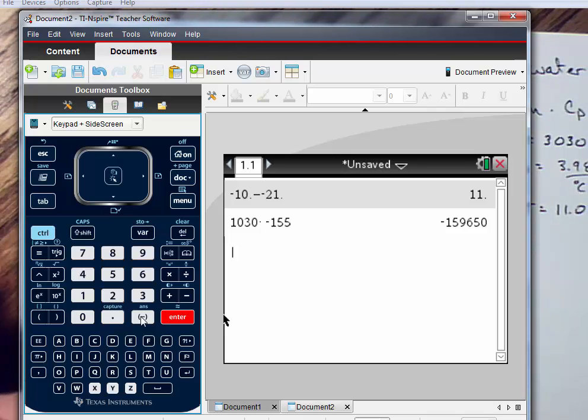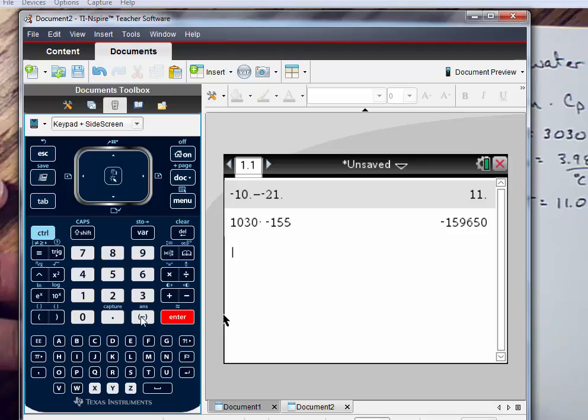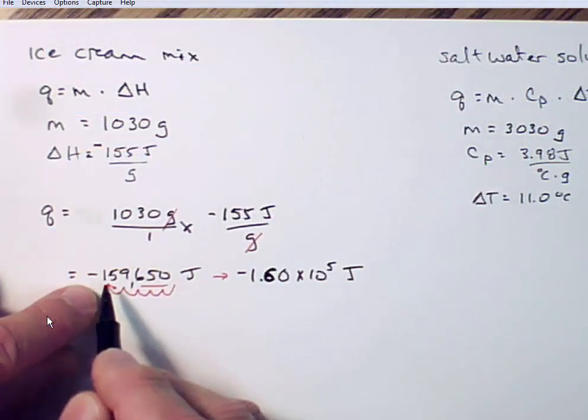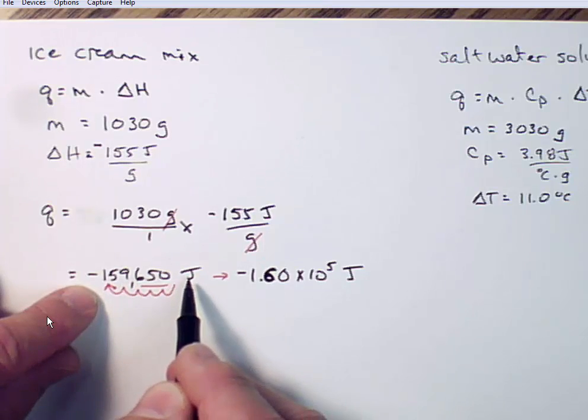Need to round off. Let's cancel out our things that we can cancel. The 2 grams cancel. We're left with joules. And I'll round it off to 3 digits. So we get a negative 159,650 joules.